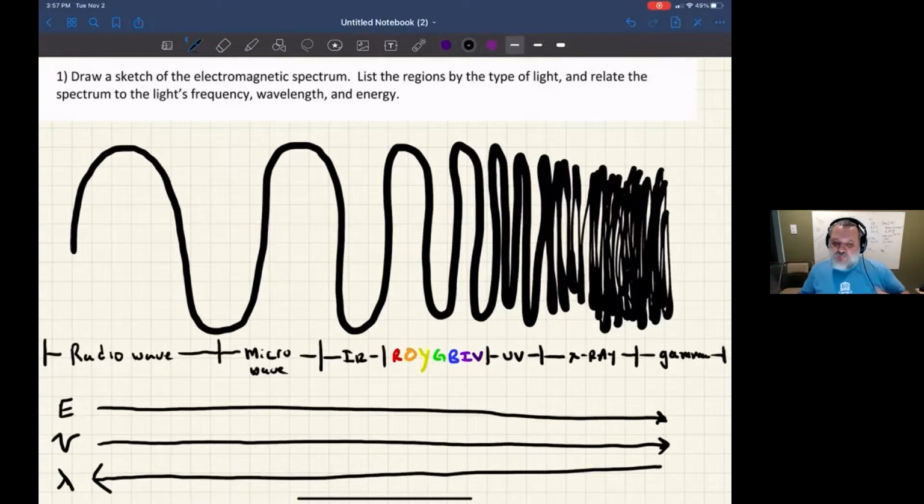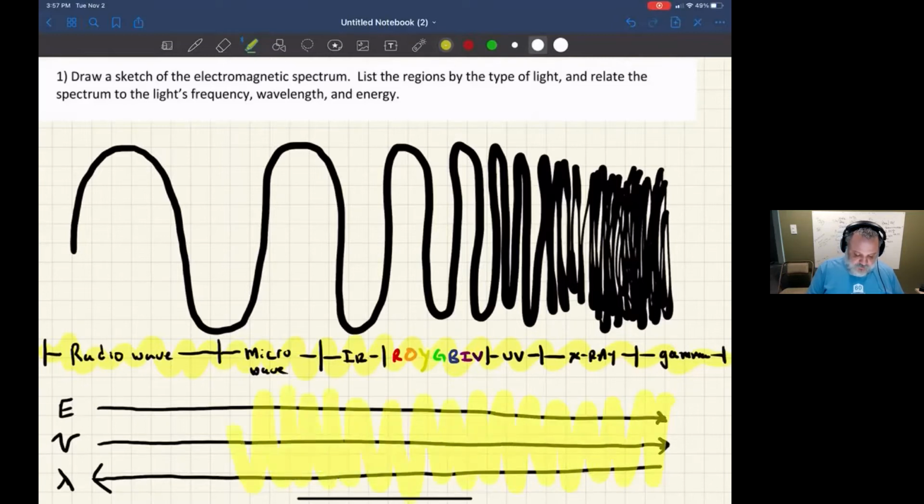So if you can reproduce this chart with the different types of electromagnetic radiation, these are our types of electromagnetic radiation here. And you can do the same thing with the different relationships between energy, wavelength, and frequency, then you can answer any question that you'll see in introductory chemistry. If you can do this, then you got all of them down. You got every question. I'll give you an example of that in just a second.